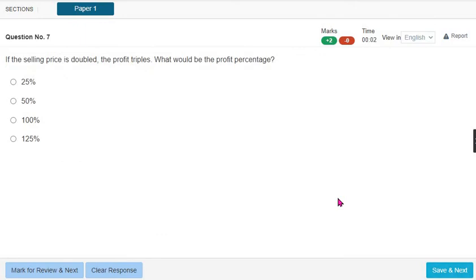If the selling price is doubled, the profit is tripled, what is the profit percentage? So the answer is 100%, okay?